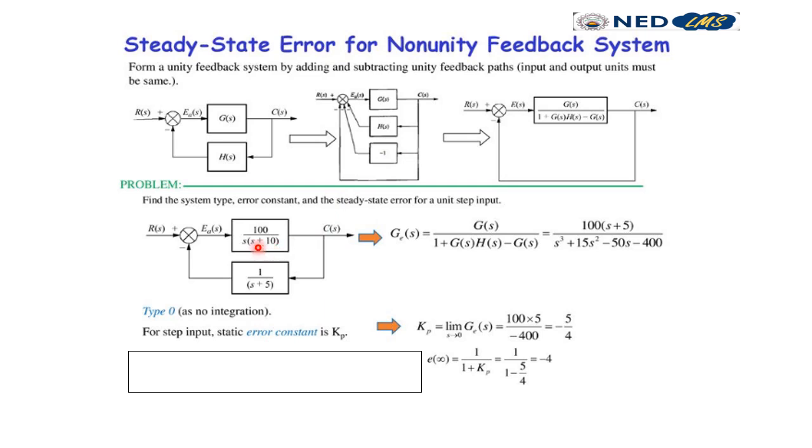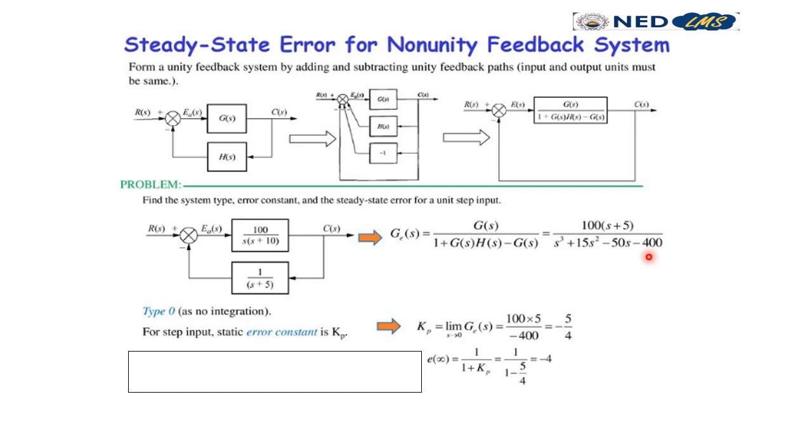So if we want to calculate the steady state error and the system type error constant, then we'll apply this method. This is a problem: find the system type, error constant and the steady state error for a unit step input. We have simplified using this method, and the formula is G(s) upon 1 plus G(s)H(s) minus G(s). When we put the value of G and H, we get this expression: 100 into (s plus 5) upon s cube plus 15s square minus 50s minus 400.